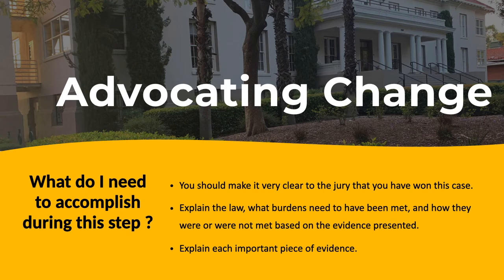What do you need to accomplish during this step? You should make it very clear to the jury that you've won this case. This requires you going through the law, what burdens need to have been met, and how they were met or were not met based on the evidence presented. Going through each important piece of evidence, if it is helpful, emphasize; if not, minimize. Put a bad fact between two good facts. Always surround your case's weaknesses with your case strengths.